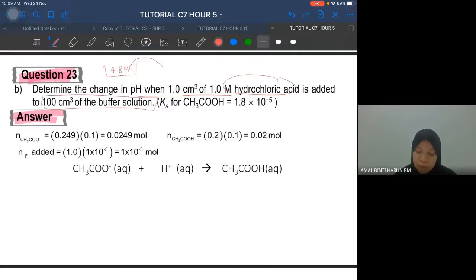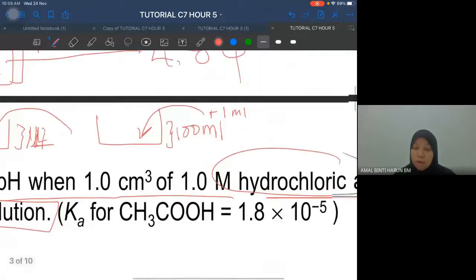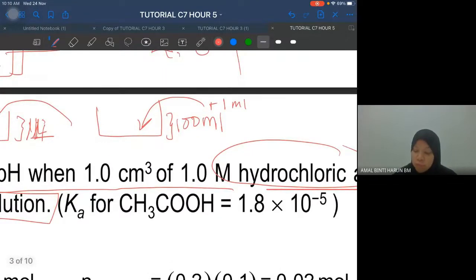So this buffer, just now it said 1 liter, right, 1 liter. So now it is not 1 liter, we take the same buffer but we take only 100 ml of that buffer. Okay, then add 1 cm cubed, which is 1 ml. 1 cm cubed is equal to 1 ml of what we call hydrochloric acid. Okay, 1 ml HCl.